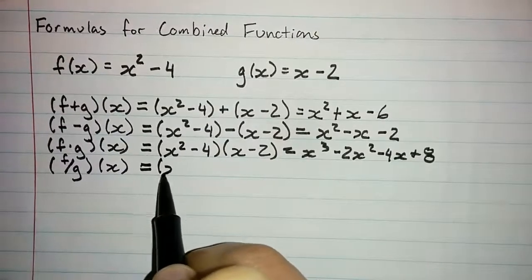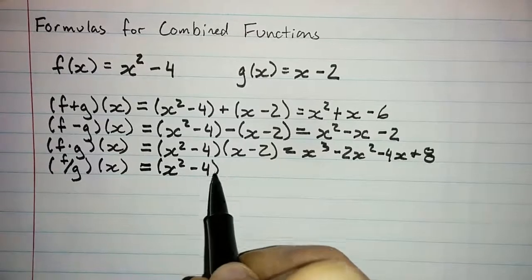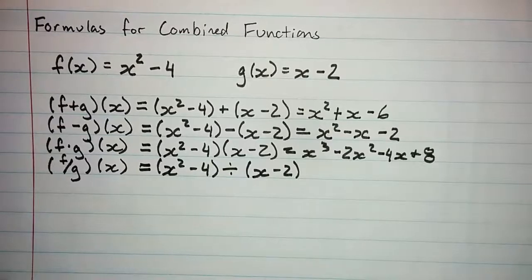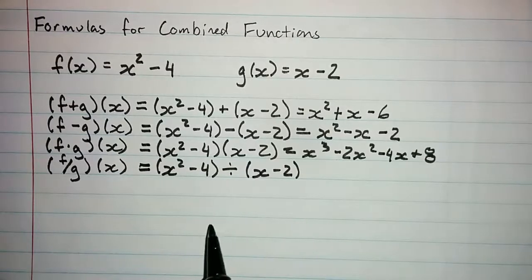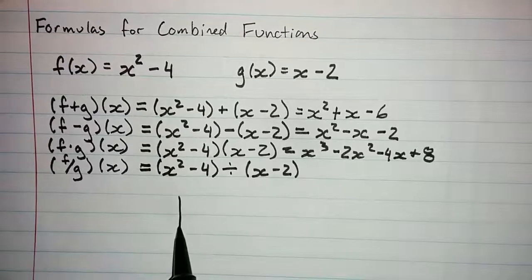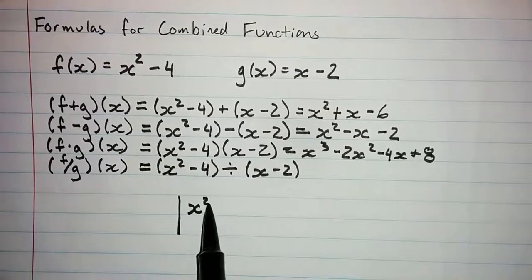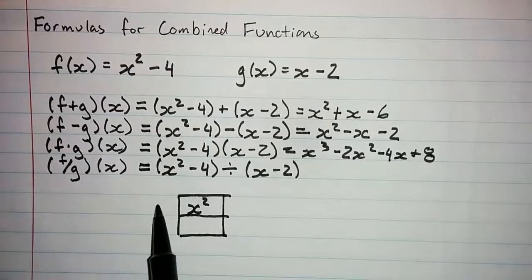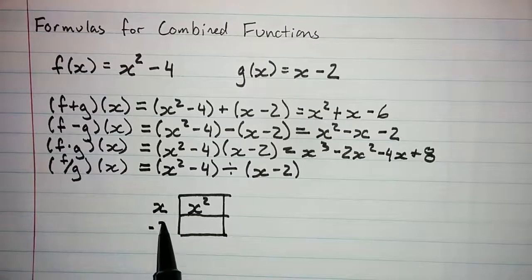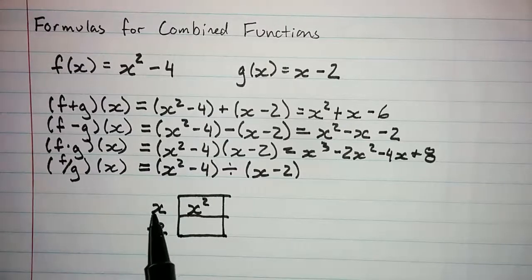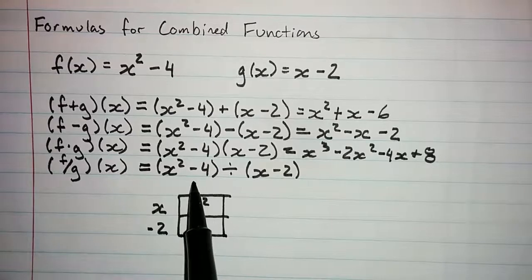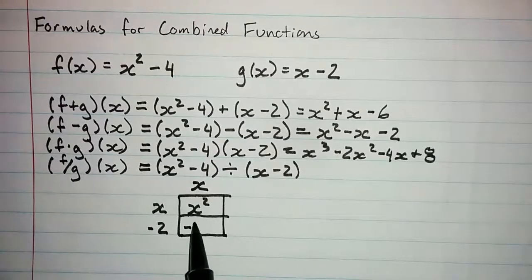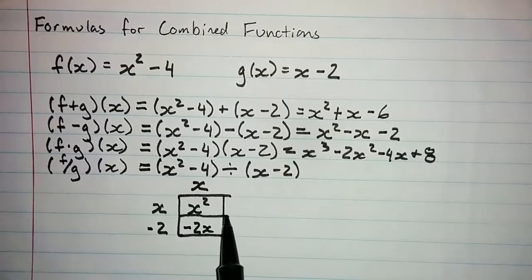That would be x squared minus 4 divided by x minus 2. We're going to need to do division now. Let's see. We'll have an x squared, we're dividing by x minus 2. X times what is x squared? X times x. X times negative 2 is negative 2x.